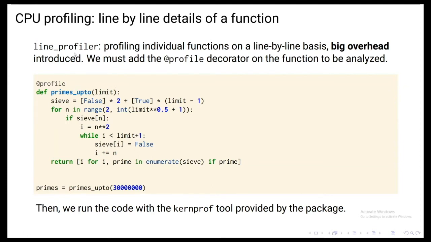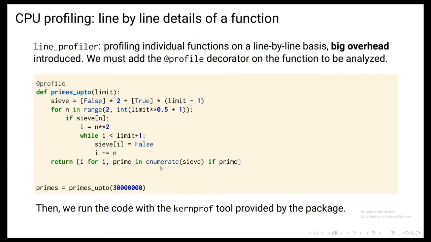This one is not included in the Python standard library, but you can easily pip install it, or check if it's available in the repos if you're using Unix. Then the way to use it is you have to modify your code, but it's very minimal. You have to introduce an @profile decorator on top of the function that you want to analyze with the line profiler.